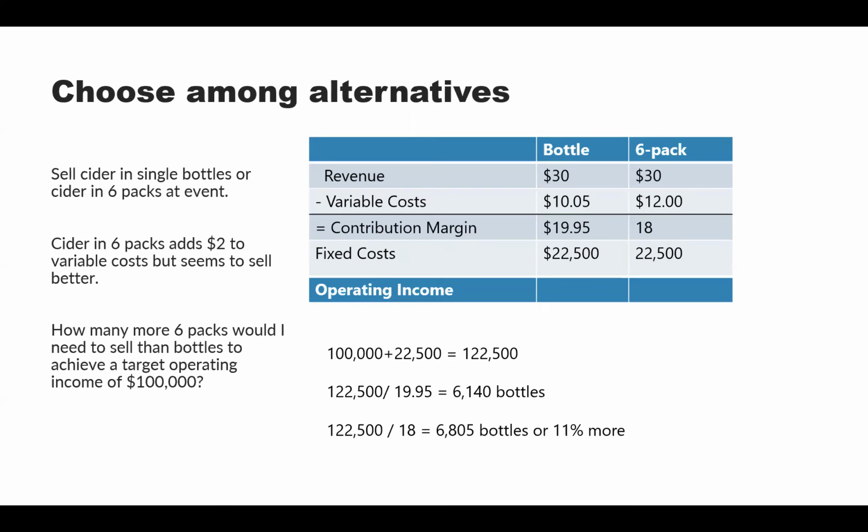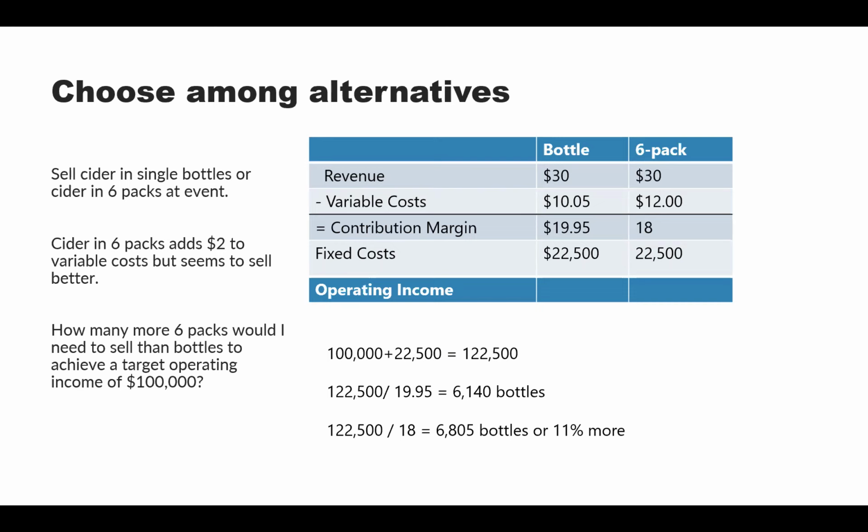So the contribution margin for a bottle, which we did before, was $19.95 because it's the revenue minus the variable cost. For a 6-pack, it would be $18 instead. So I would have to sell 6,140 bottles in order to make my operating income of 100,000. I'd have to sell 6,805 6-packs, I should have said there, or 11% more in order to get the same amount of target operating income.